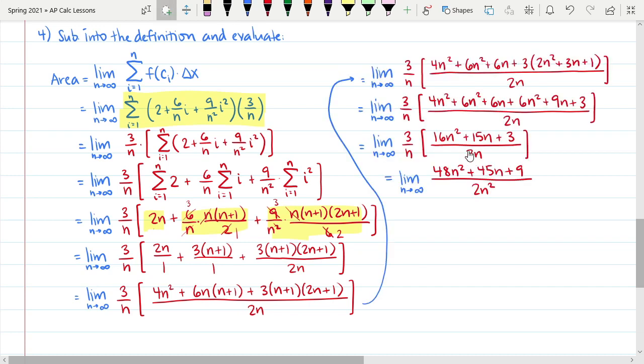Okay, so I just did a bunch of work here. Notice again, I distributed the 6n, and I multiplied out the n plus 1 and the 2n plus 1, and that's where I got the 2n squared plus 3n plus 1. And then I was able to distribute the 3 into that. So finally, I had all my different terms, and then I combined my like terms, and I got 16n squared plus 15n plus 3 all over 2n. And then, finally, I was able to multiply the 3 times all of the numerator, and then the n times the denominator.